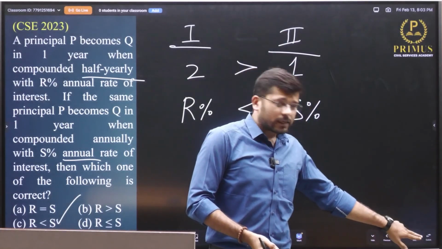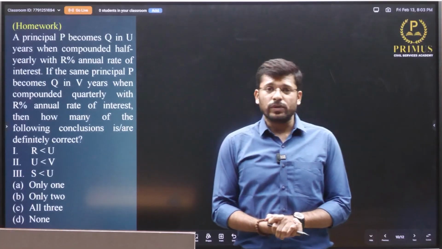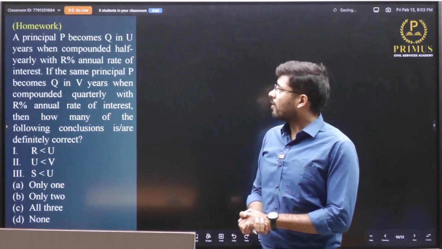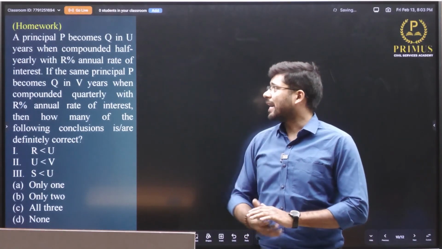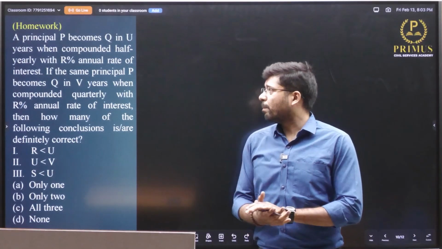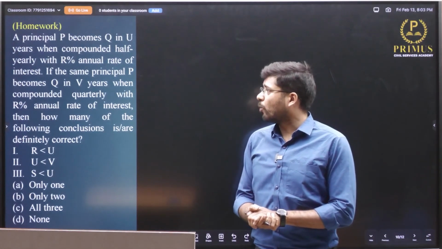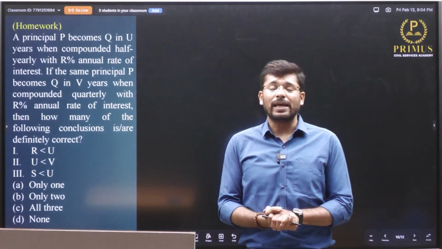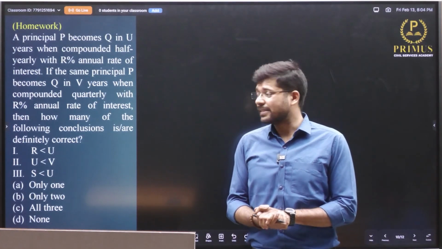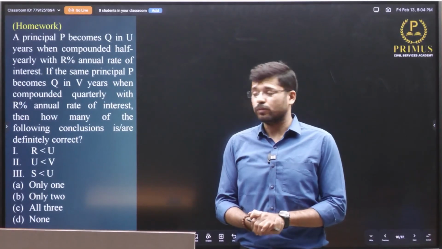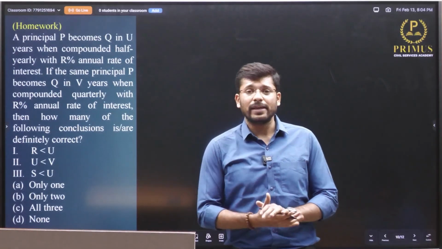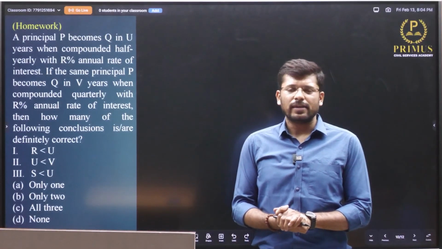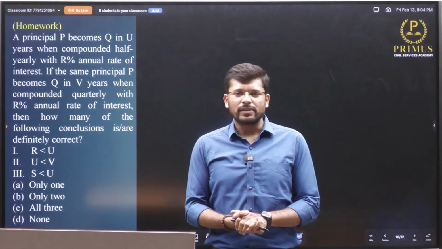Now it is time for a homework question. Take a look at the question. A principal P becomes Q in U years when compounded half yearly with R% annual rate of interest. If the same principal P becomes Q in V years when compounded quarterly with R% annual rate of interest, then how many of the following conclusions is/are definitely correct? R less than U less than V, S less than U. So you need to evaluate all the three statements or conclusions and give the answer. I will discuss the answer in the next episode. By that time, leave your answers in the comments.